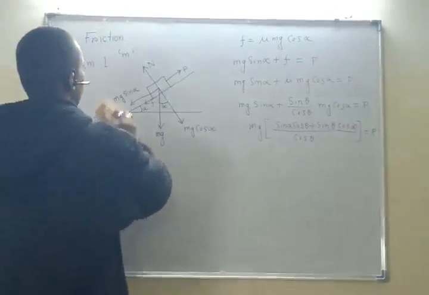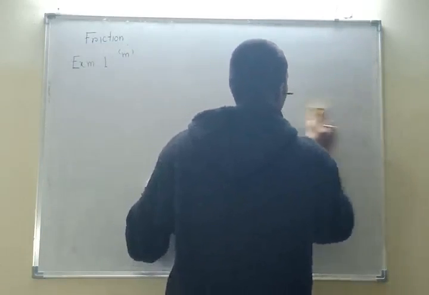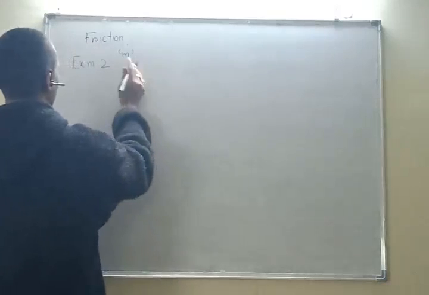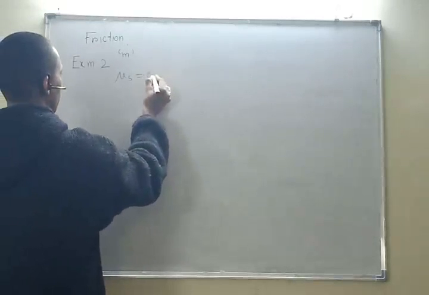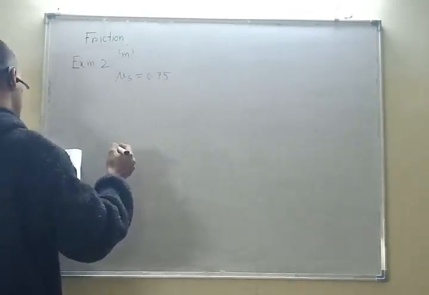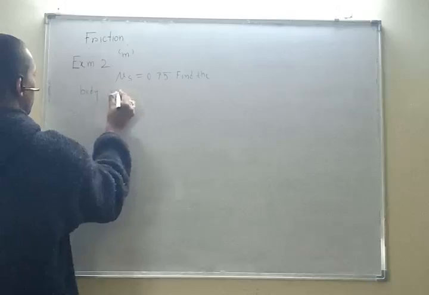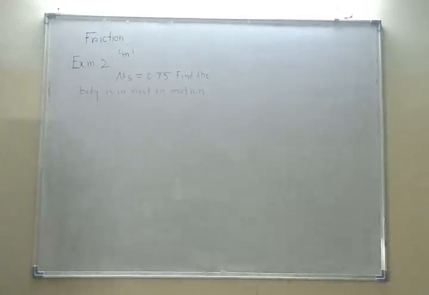Okay. So this is the second question. Next, let us solve one more question. Example 2. Here, mu s, that is mu static, the coefficient of static friction, is 0.75. Find whether the body is at rest or in motion.